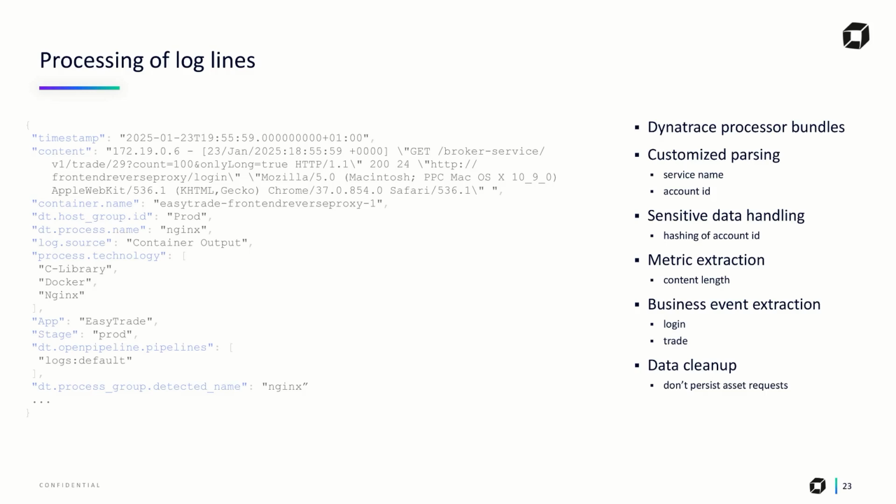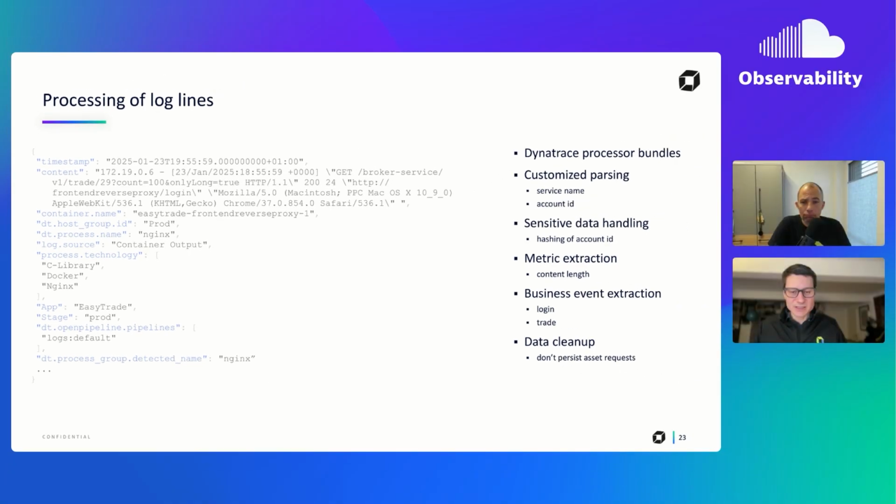Then we're going to do some customized parsing to determine the service name, and also, as an example for sensitive data, the account ID. Then hash that account ID and remove the original field. Do a metric extraction based on the content length, because we might be interested in how many bytes each request is consuming. And we're going to have a business event extraction for the most relevant steps in our user journey. So that's here to log in and doing a trade.